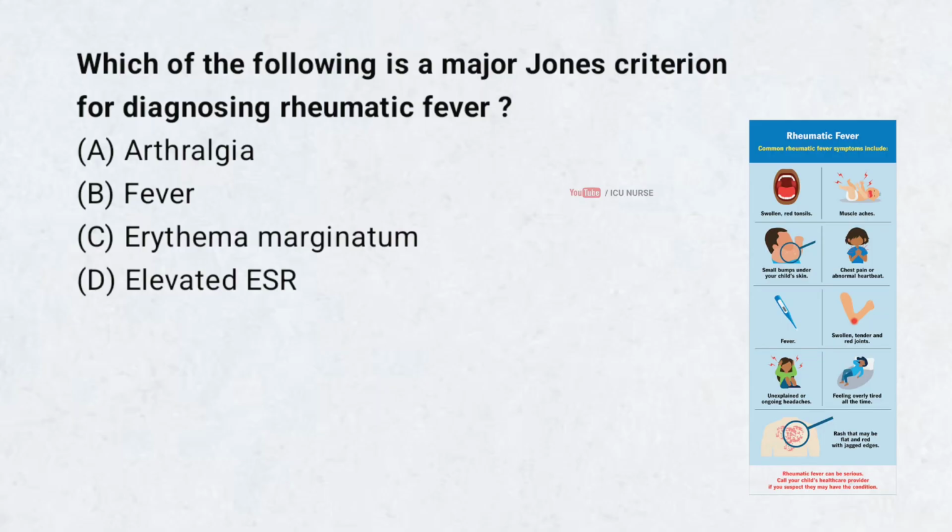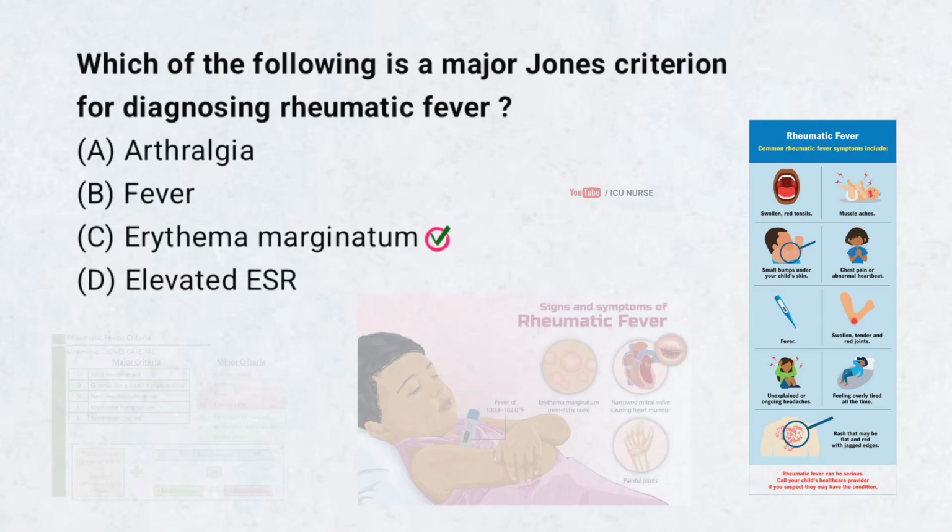Which of the following is a major Jones criterion for diagnosing rheumatic fever? A. Arthralgia, B. Fever, C. Erythema marginatum, D. Elevated ESR. Correct answer C. Erythema marginatum.